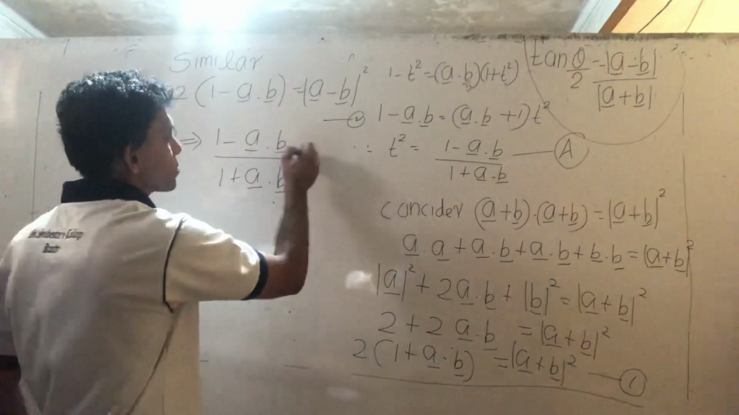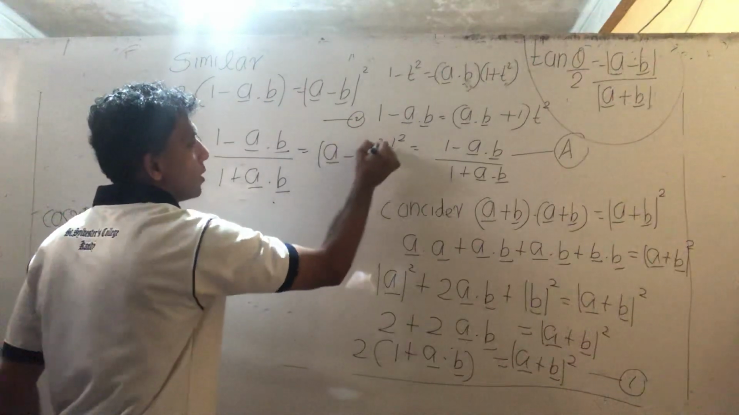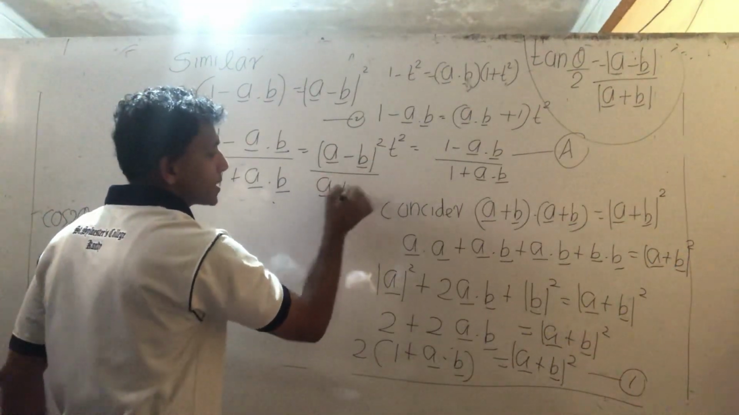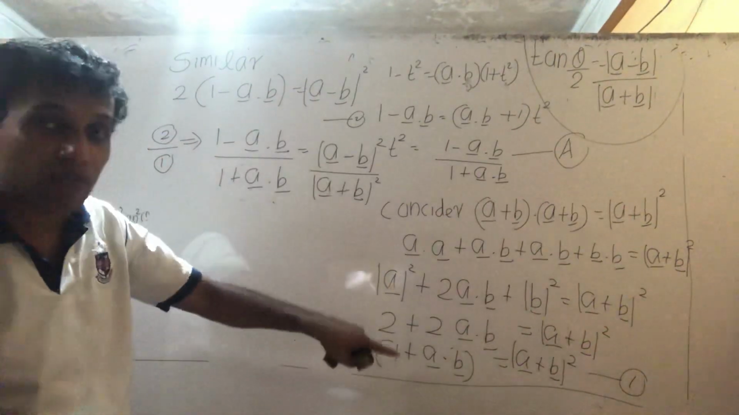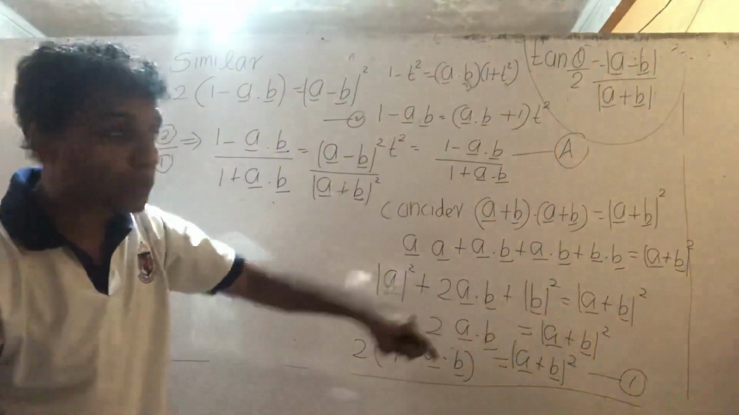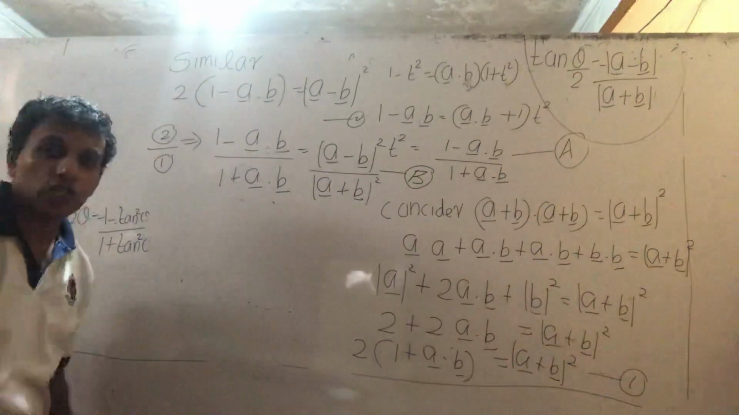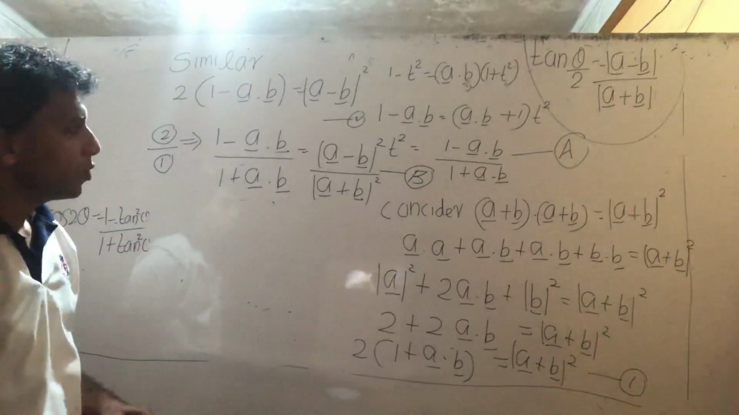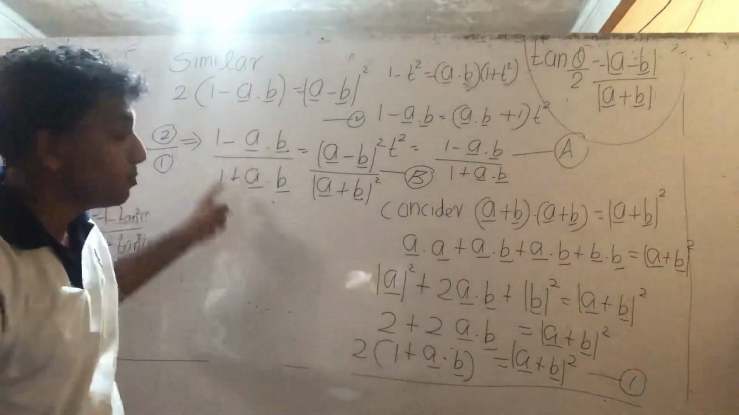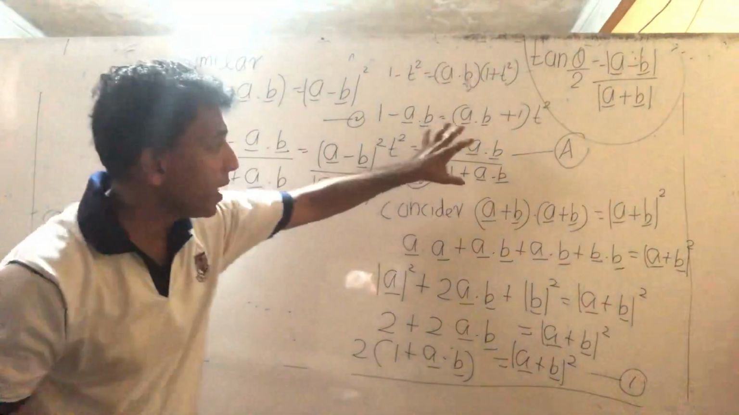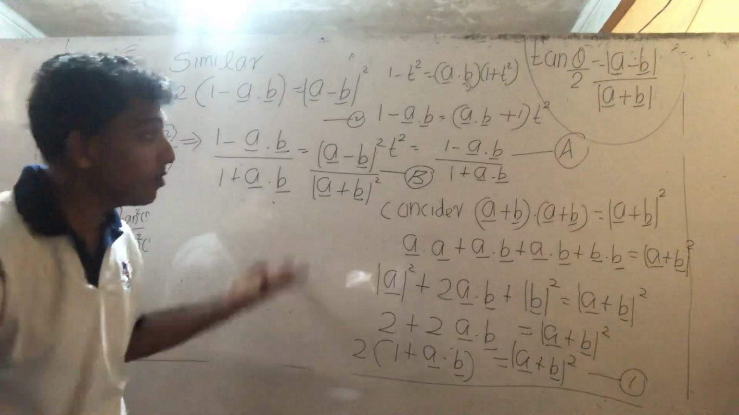See the other side. This one, vector a minus vector b modulus square over a plus b modulus square. If we divide the second equation by the first, because the answer is like that, a minus b up, a plus b down. This I call equation b. See now, it's very clear. Both equation a and equation b are the same because of 1 minus a·b over 1 plus a·b. Here also the same. Therefore both are the same, right?